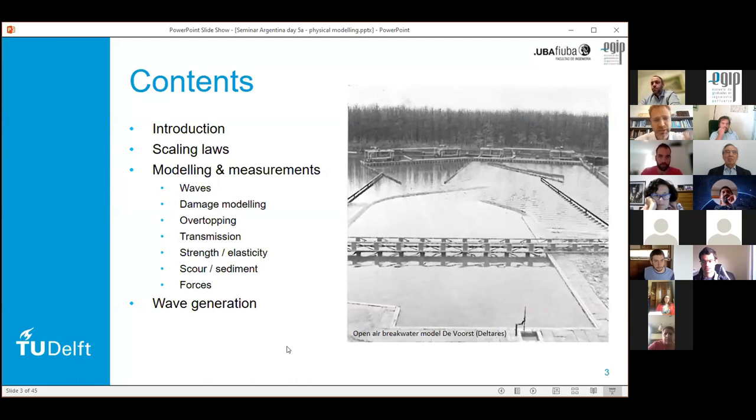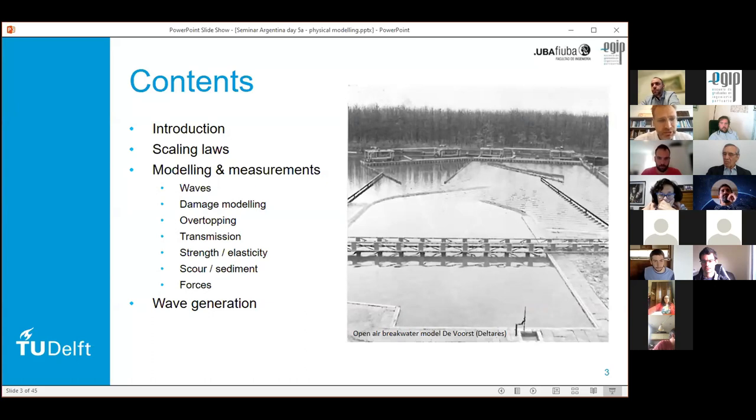And then the last bit is about wave generation. Because we don't only need to measure and model everything, the main hydraulic attack, of course, are wave heights, and we need to generate them. And we've been doing that for quite a while. So here we can see a nice picture of the old laboratory of Deltares, or then Delft Hydraulics.